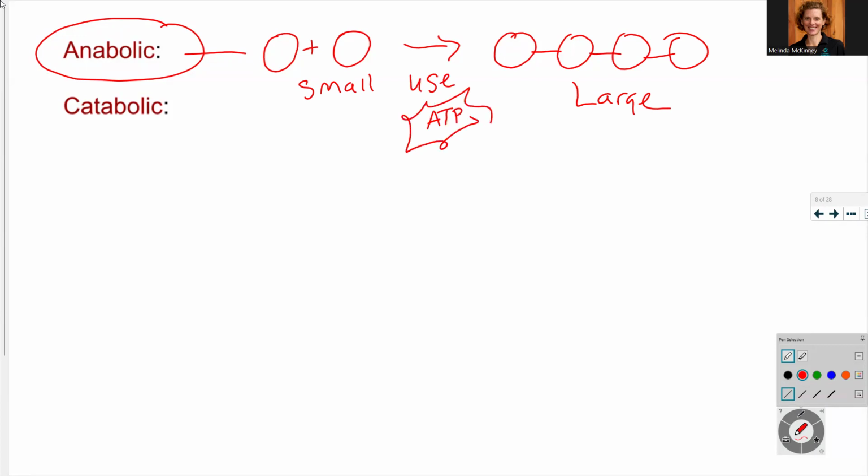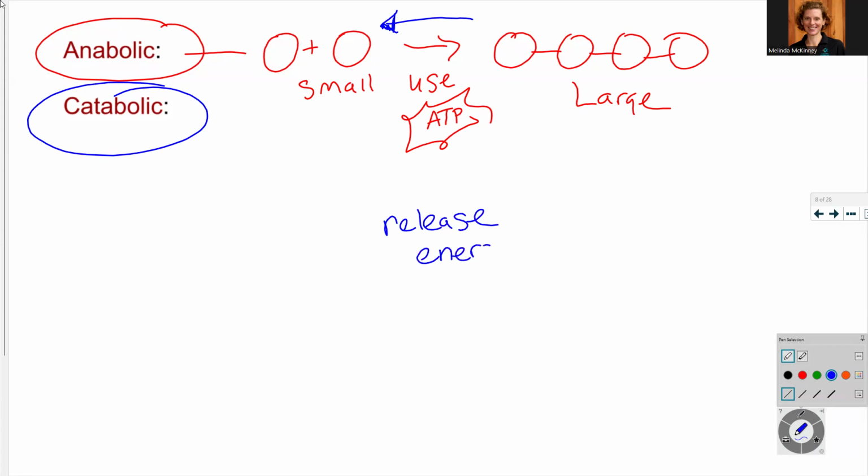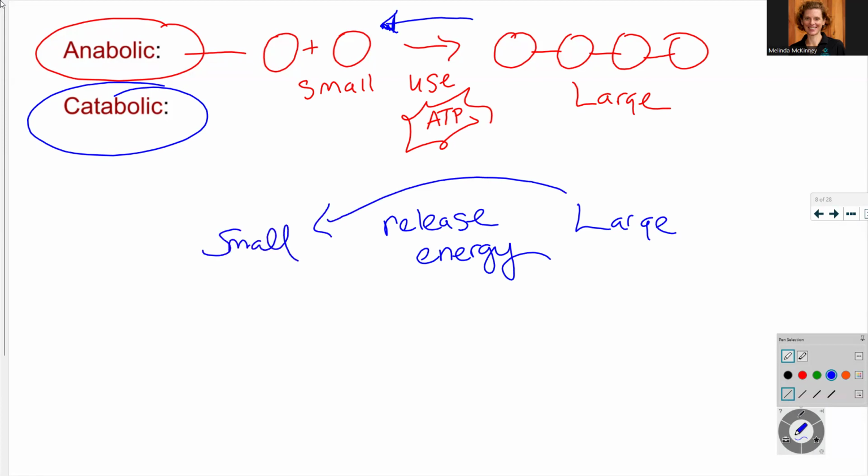Whereas for a catabolic reaction, that's just the opposite. So a catabolic reaction is the opposite. If we're to go this direction, so from the right to the left, we're going to release energy. Sometimes it does take ATP to start that process, right? But in general, we're going to go from large molecules, large to small in a catabolic reaction. Okay. All right.